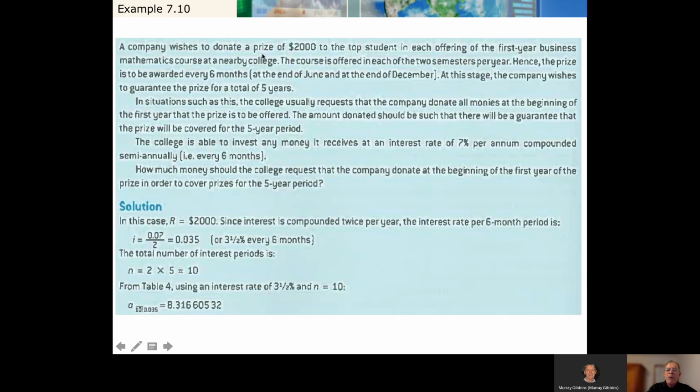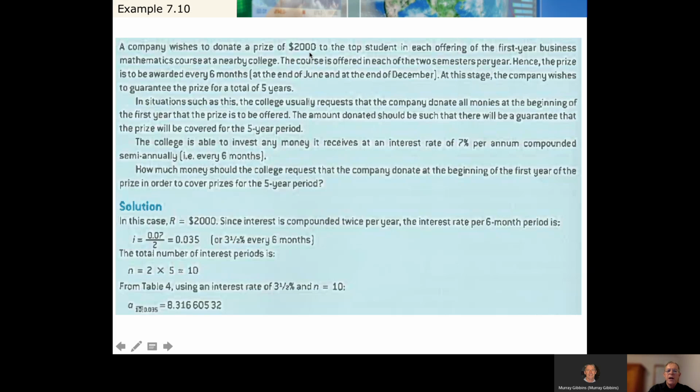A couple more examples, and that should be enough for us. A company wishes to donate a prize of $2,000 to the top student. They want the prize to be awarded every 6 months at the end of June and December, and they want to make sure it will last for 5 years. The college is able to invest the money, and it receives the interest rate 7% per annum, compounded semi-annually. So let's convert our N. Instead of 5 years, for every 6 months we want it to last for 10 6-month periods. And our rate will be 7% divided by 2. Rate will be 3.5% every 6 months.